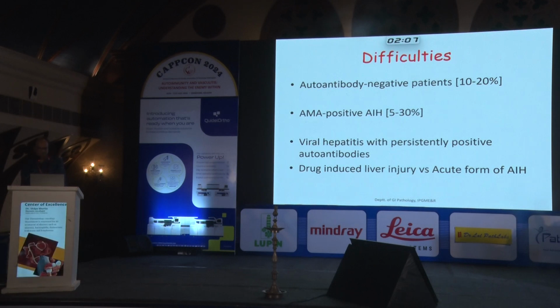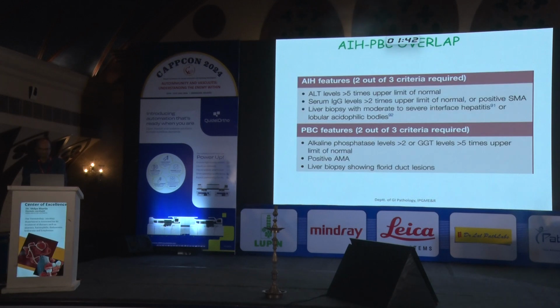Second category, AMA positive AIH. AMA, we know, is a diagnostic marker for PBC. So we confuse it for PBC or the overlap syndrome, but we have to be careful and remember about this. Viral hepatitis with autoantibodies is also a category, and drug-induced liver injury is always confusing.